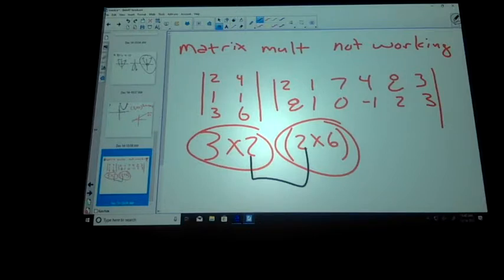Now remember, order is important on matrices. If it says, hey, can I go A times B, does that work? The answer will never be, well, B times A works. That's not the answer ever in matrices.